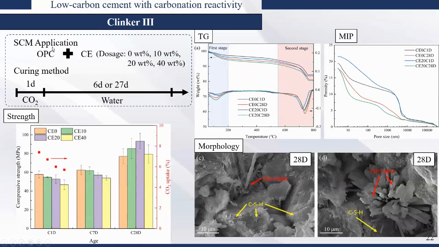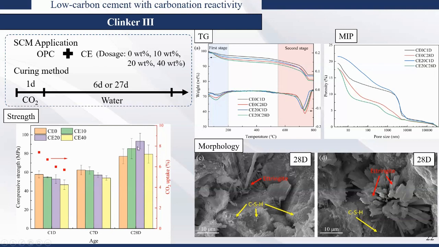Okay, then we try to apply it as SCM. We use OPC plus CE with a dosage ranging from 0% to 40%. And we found that this is strength. At 1 day, the strength decreased. Up to 7 days, it's also decreased with incorporation of CE. But at 28 days, the strength enhanced.